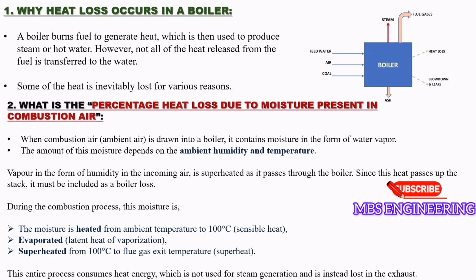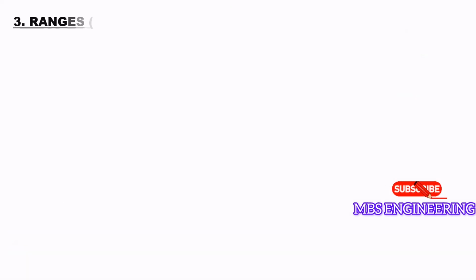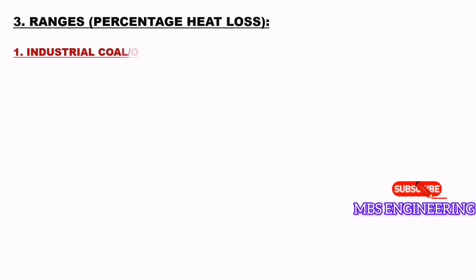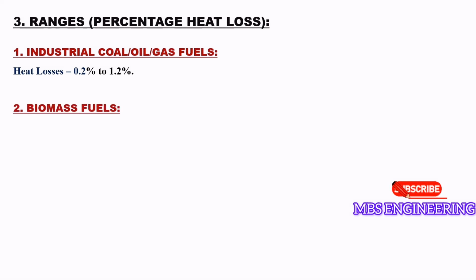Next, we will learn and understand the ranges of the percentage heat loss due to moisture present in air in a boiler. In industrial coal, oil, and gas fuels, the percentage of heat loss ranges from 0.2% to 1.2%. Next, in biomass fuels, it ranges from 0.8% to 1.5%. Even small percentages can cause significant energy loss over time.